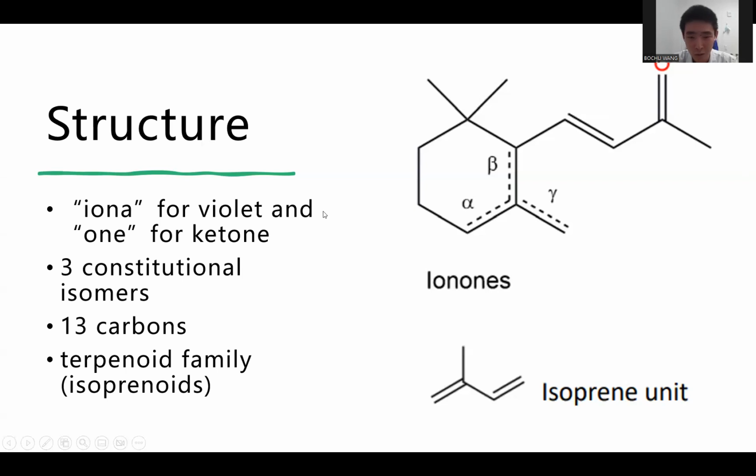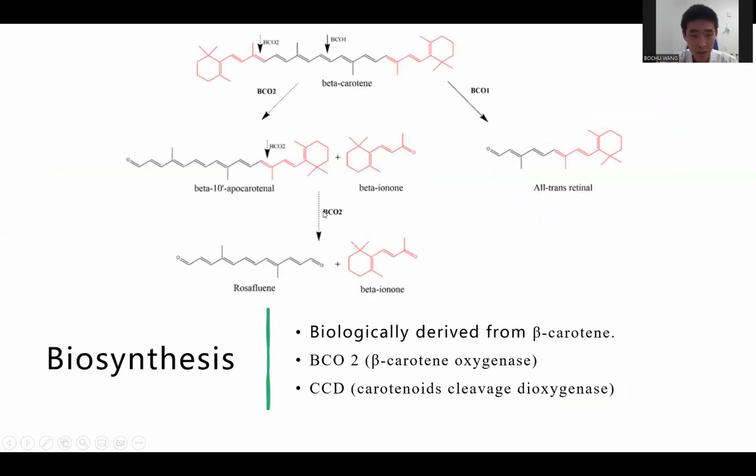The structure that I know it is related to is beta carotene. As we talked about in lecture, beta carotene is a pigment and also a nutrient in our bodies, and beta ionone can actually be synthesized biologically from beta carotene through an enzyme called BCO2, or beta carotene oxygenase.